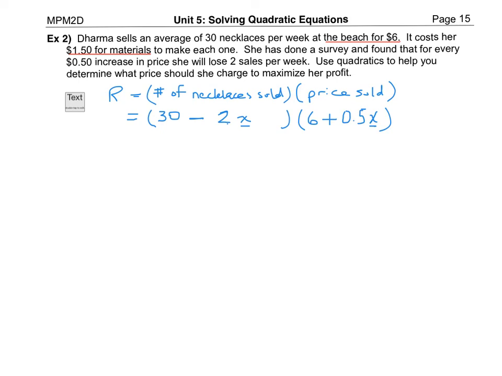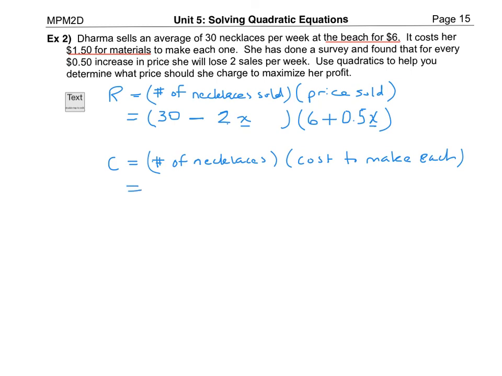Now her cost, and I should put a let statement to that effect, which I'll add in after the fact, her costs will be the number of necklaces times how much it's costing her to make the next necklace. So number of necklaces times the cost to make each one. Now the cost to make each necklace is $1.50. Regardless of if she makes 5, it'll be 5 times $1.50. If she makes 30, it'll be 30 times $1.50. If she makes 28, it'll be 28 times $1.50.